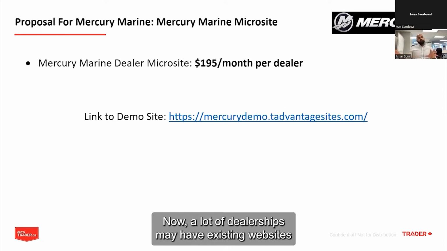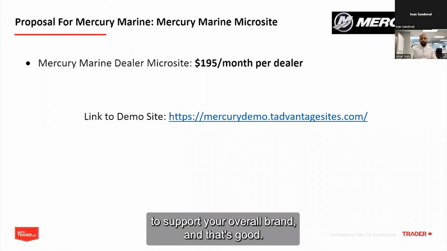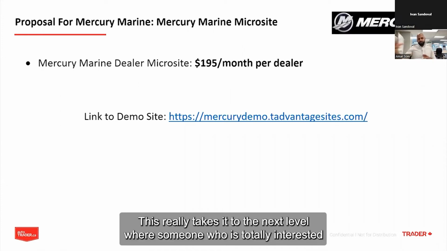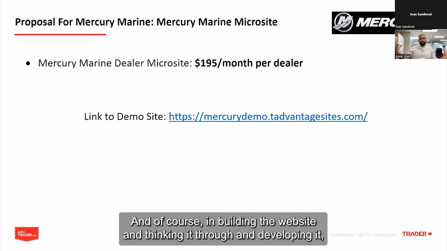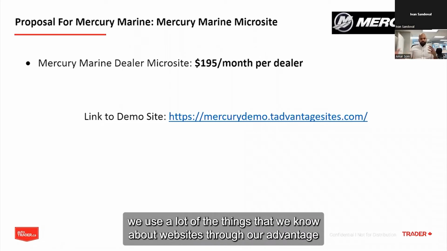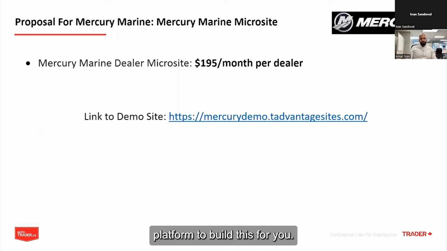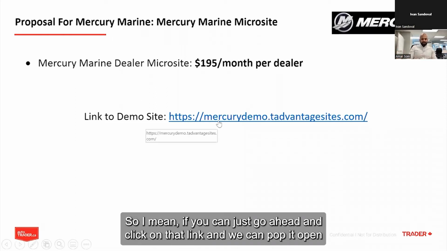Now, a lot of dealerships may have existing websites to support your overall brand, and that's good. This really takes it to the next level where someone who is totally interested in a Mercury engine can go into this site and drill a little bit deeper. And of course, in building the website and thinking it through and developing it, we used a lot of the things that we know about websites through our TAdvantage platform to build this for you. So Ivan, if you can, I'd just go ahead and click on that link and we can pop it open.